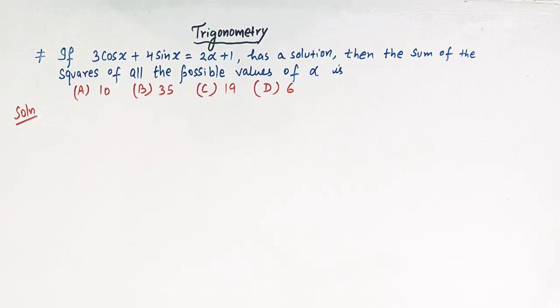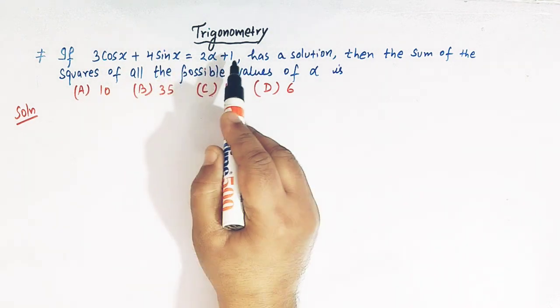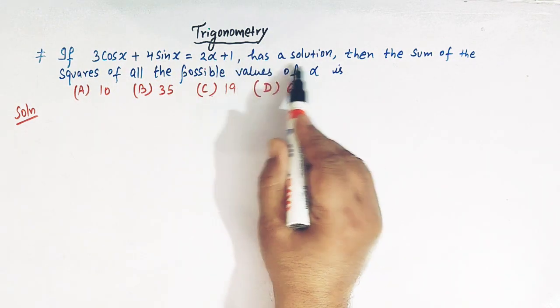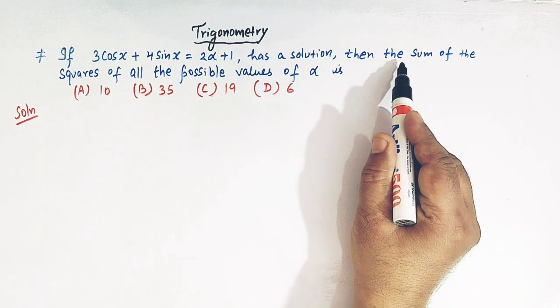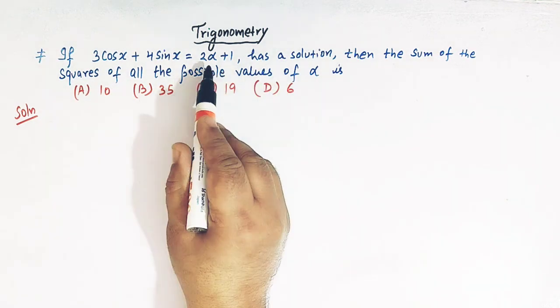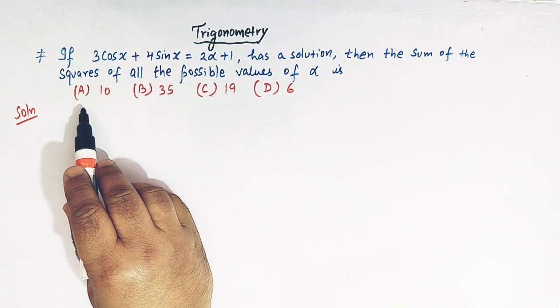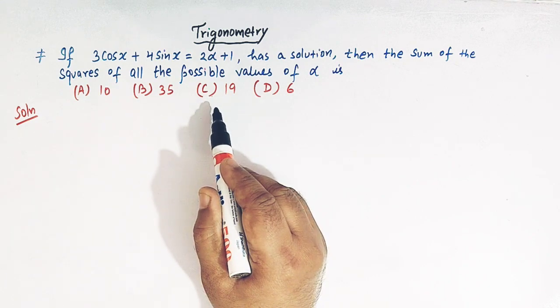Hello viewers, in today's class we are going to discuss an important problem from trigonometric equations. And here we have a very interesting problem that goes like this. If 3 cos x plus 4 sin x is equal to 2 alpha plus 1 has a solution, that is, this equation has a solution, then we have to find the sum of the squares of all the possible values of alpha. And here four options are given, and we have to find the correct option.